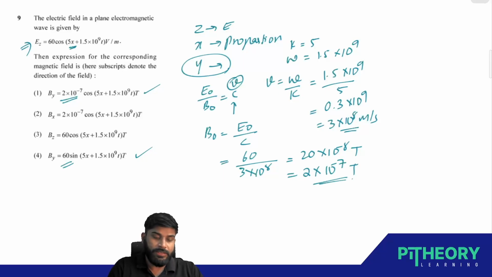So obviously you can see in this section, option 1 is following this. Why not option 2? Because this is along the x direction, the magnetic field. But in our problem, this is along the y direction only. So the correct option is nothing but 1.